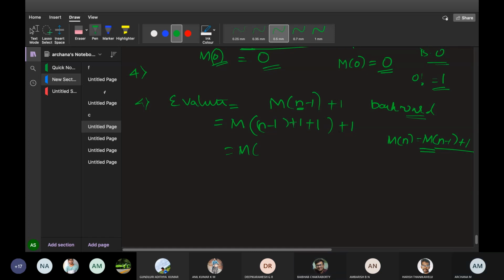Yes, ma'am. Tell me. Now I substitute these values over here. What will I get? Instead of m of n minus 1, wherever the n place is there, I need to substitute m of n minus 1 plus 1. Keep on substituting that. What will you get? N plus 1, ma'am. N plus 1 now. That formula, I have done wrong. I have to change it.